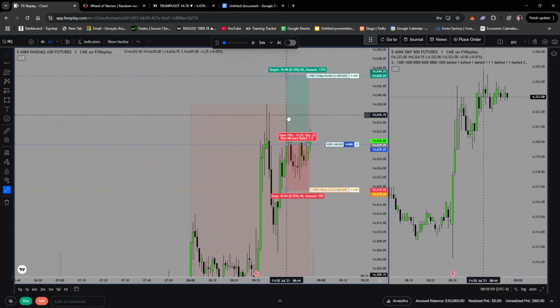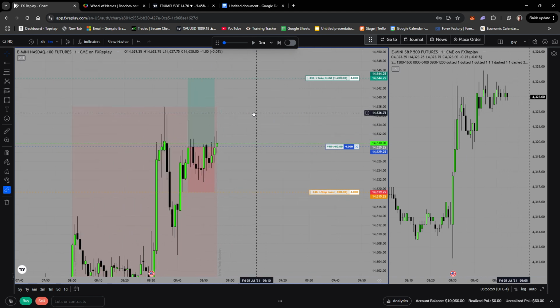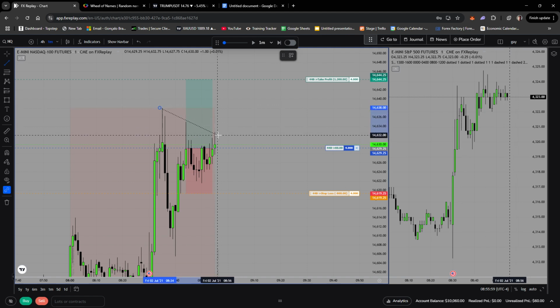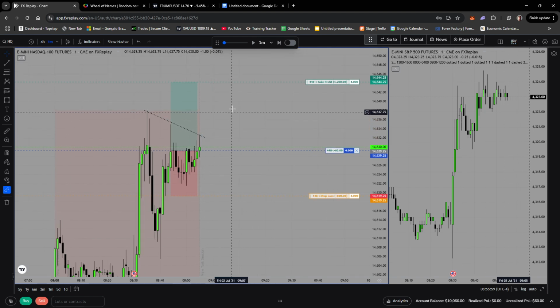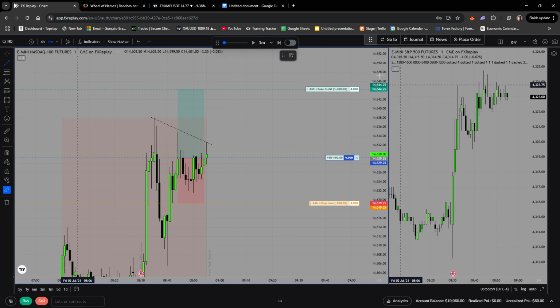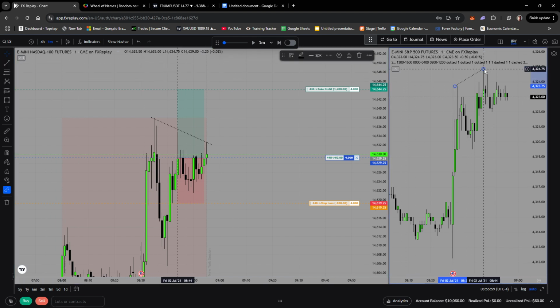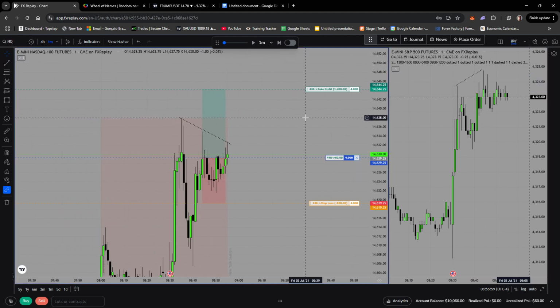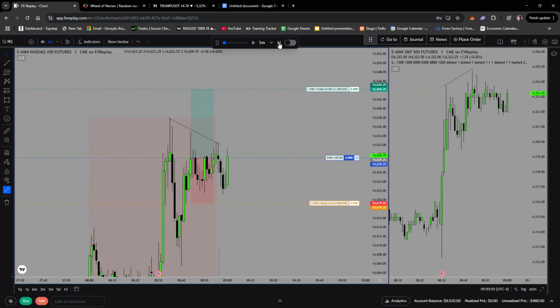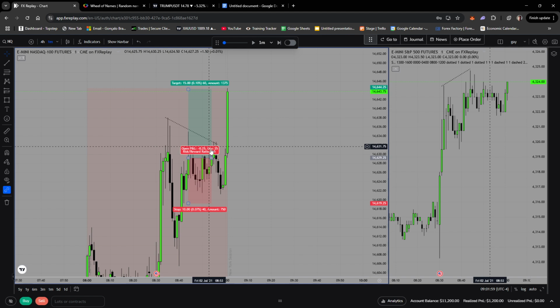Okay. This consolidation's a little bit concerning. We do actually have SMT with ES. So do I want to hold this position? That is the $1 million question here. We do have SMT fighting the narrative. I'm going to hold anyway. And that was the right decision.